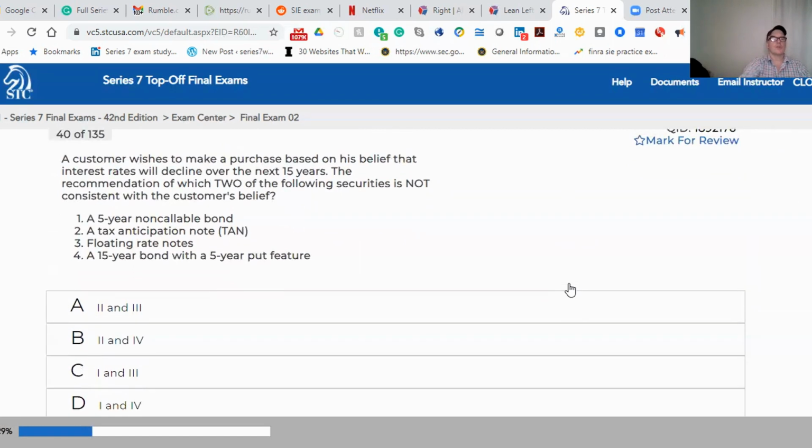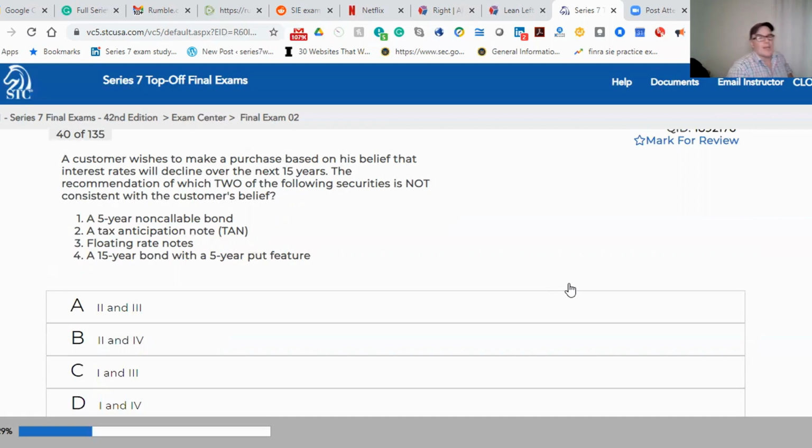A customer wishes to make a purchase based on his belief that interest rates will decline over the next 15 years. So I'm thinking rates are going to decline. So the recommendation of which two of the following is not consistent? God, I hate when they do that, because if you go too quick, you're going to get it wrong. They want to know what's wrong. So I just try to find out what's right and don't do them.